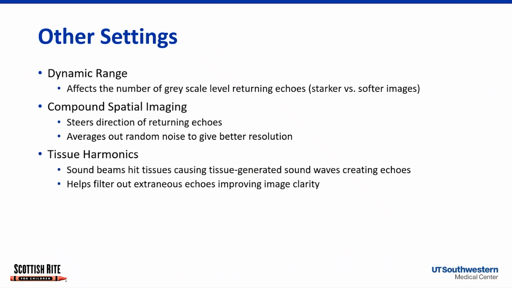Just a couple of other settings. A lot of these are just automatic these days, but dynamic range tells you kind of the shades of gray. If you want a softer image versus a starker image, you can adjust the dynamic range a little bit. Compound spatial imaging helps steer the direction of the returning echoes to try to get more coming back to you and cancel out some of the noise, which improves your image as well. And when sound waves hit tissues, they actually produce their own waves. So tissue harmonics can help filter out some of those other waves that come from the tissue as the sound waves hit them, which improves your image as well.